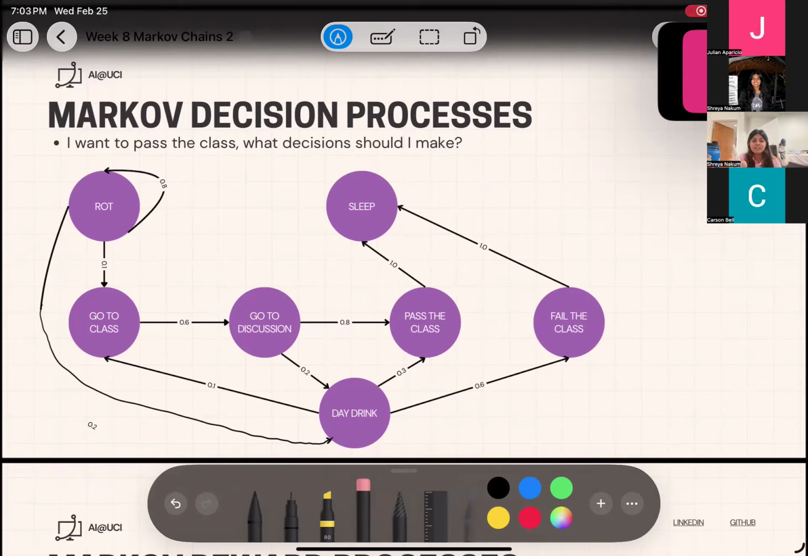So the other thing is, in the case of an MDP, it's the same exact stuff as a Markov chain, but now you have a goal. There is a specific state that you want to get to. So in this case, I want to pass the class. This here is my goal state. This is where I want to be. And I can start from anywhere. I can follow any path I want, but that's where I want to get to. So I want to pass this class. What decisions should I make? Give me some sequences that'll make me end up at pass the class.